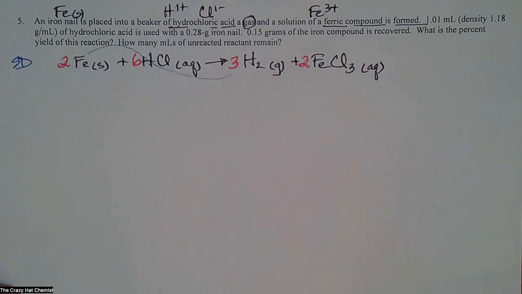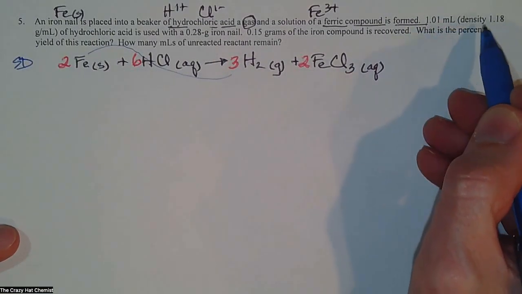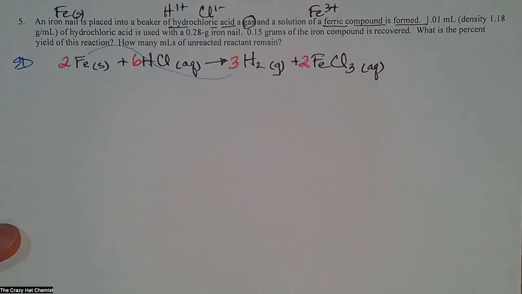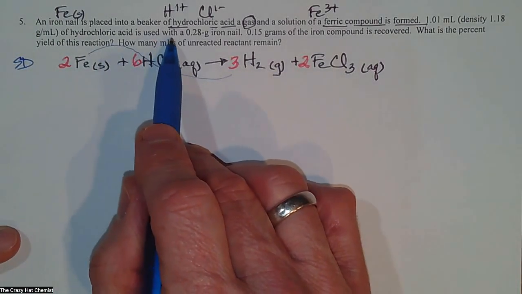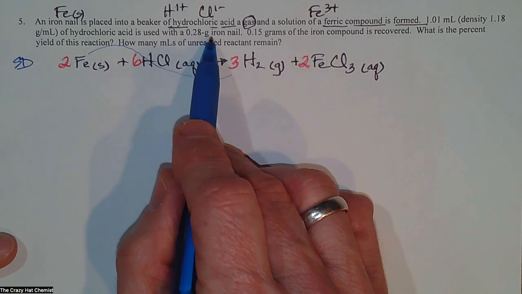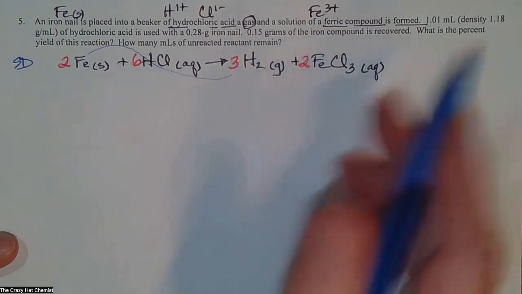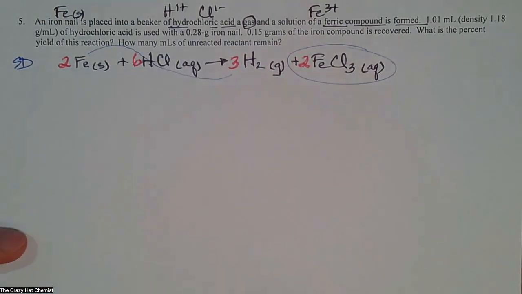All right. Now we're going to read on the problem, and it says 1.01 milliliters, density 1.18 grams per mil. We just dealt with a density problem, so hopefully this isn't too bad, and I'm going to start off with that one. Of hydrochloric acid is used with a 0.28 gram iron nail. 0.15 grams of iron compound is recovered. So this compound is recovered. What is the percent yield and how many moles of unreacted reactant remains?